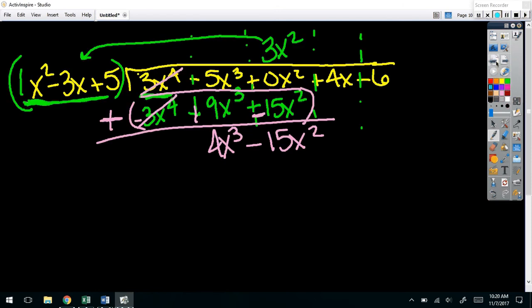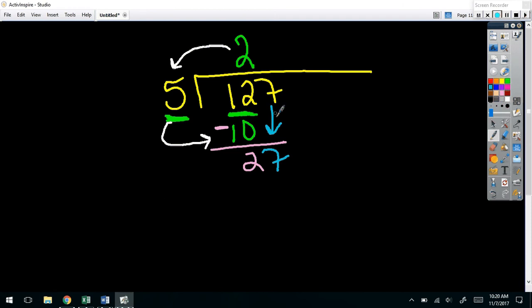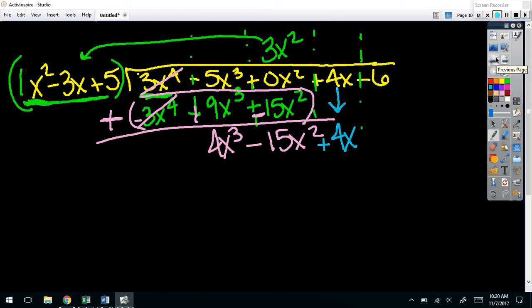So I'm going to go back to my problem and I'm going to do the exact same thing, only I've now got a 4x. One at a time, just like with the regular problem. If this had more numbers, you just drop one at a time. Now the process starts all over, so it's a repetition.